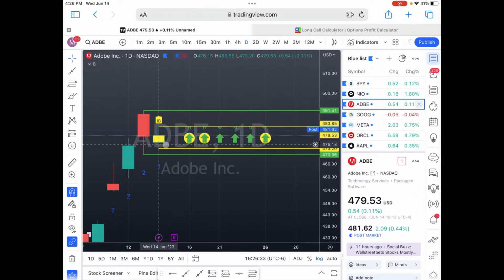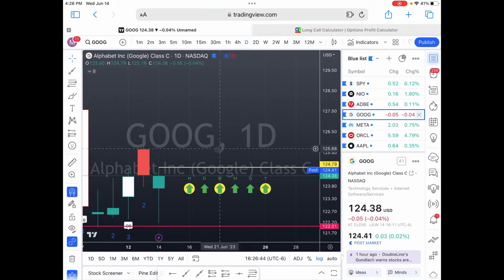Each candlestick tells a story. It tells you where to get in. It tells you where to get out. You don't need the RSIs, the MACDs. You can use them. You just don't need them. Okay, so that's Adobe. That's the inside bar. Let's go on to Google.